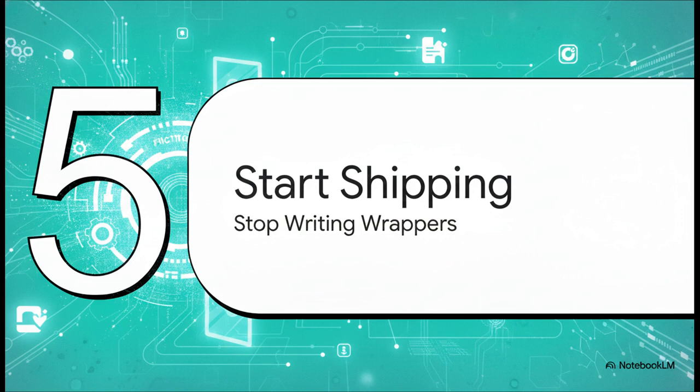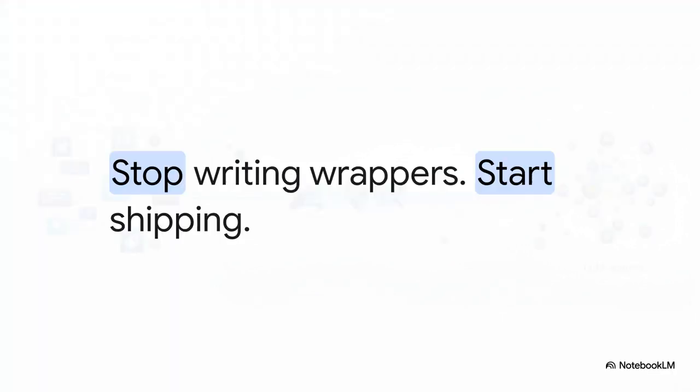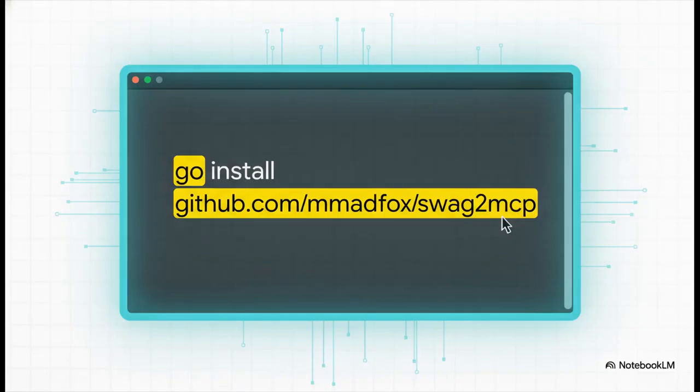Section 5. Stop writing, start shipping. Stop writing wrappers. Start shipping. Seriously, every single hour you spend writing JSON parsers and auth handlers for an AI agent is an hour you aren't spending building the actual intelligence of your product. It's just wasted time. The tool is out there right now. You can grab it directly from the open source repository at github.com/mmadfox/swag2mcp. Pull it down, run the install, and instantly transform your workflow.